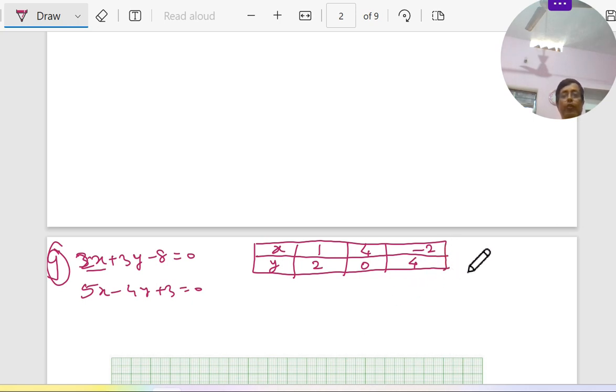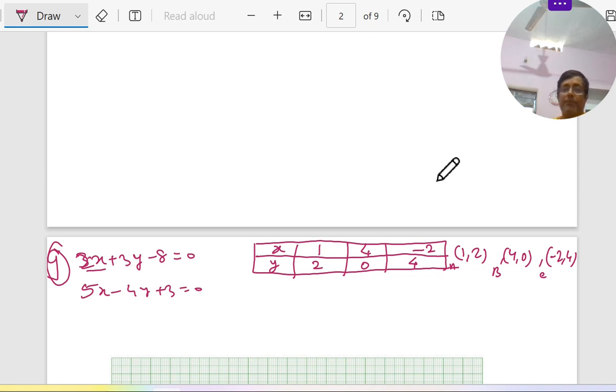So what are the points I have to plot? I have to plot 1, 2; 4, 0; and minus 2, 4. These are the points I have to plot. We can name them A, B and C.